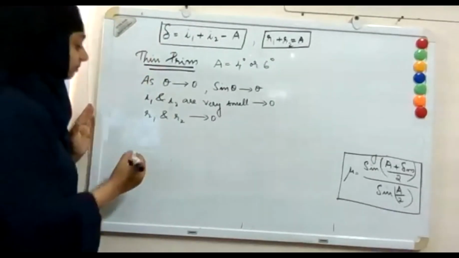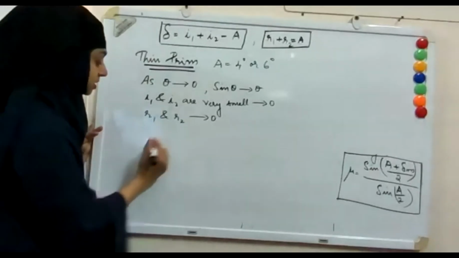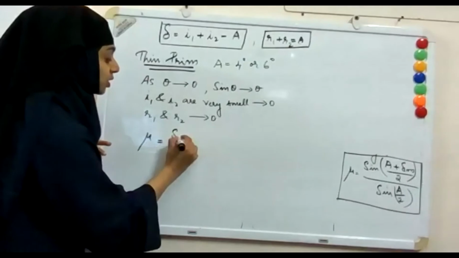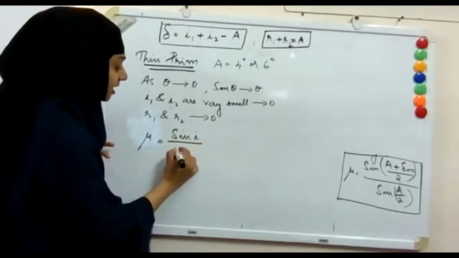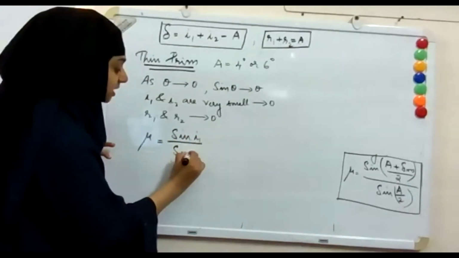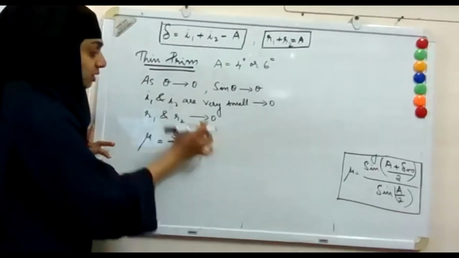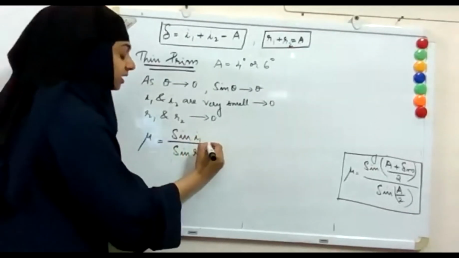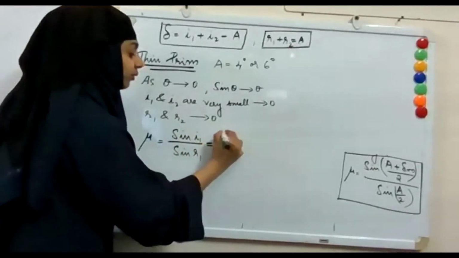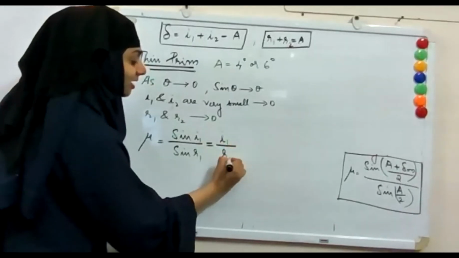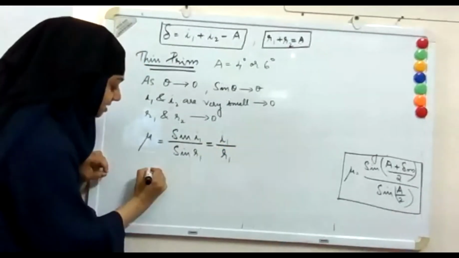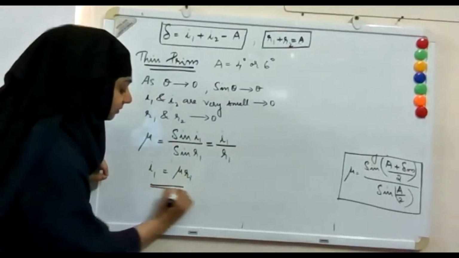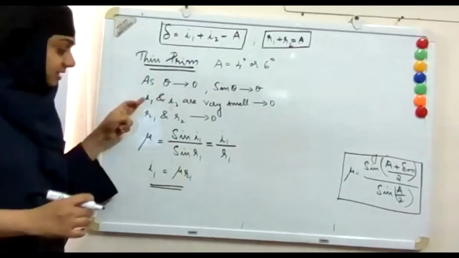For a thin prism, let us consider Snell's law. We saw that for Snell's law, we can write mu is equal to sine I by sine R. Sine I1 by sine R1, right? So, as I1 goes to 0, sine I1 will be equal to I1, so mu is I1 divided by R1. So, I can write I1 as equal to mu into R1. Is that clear?